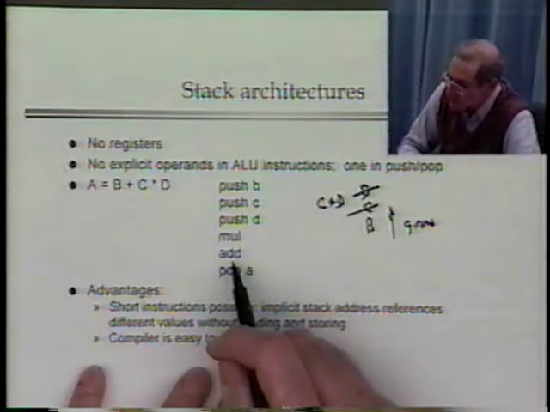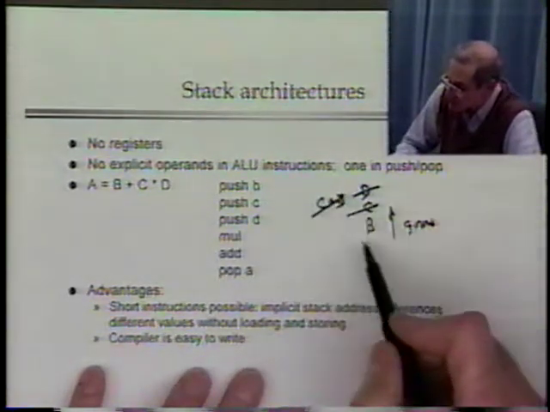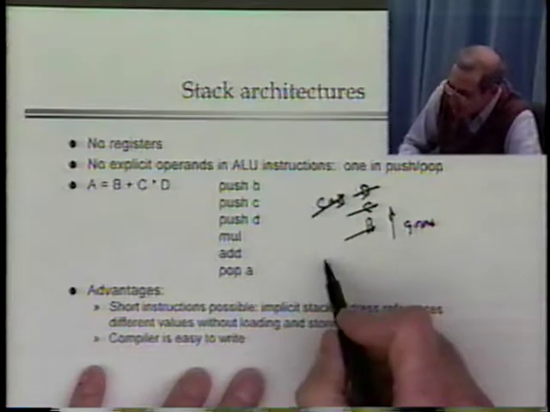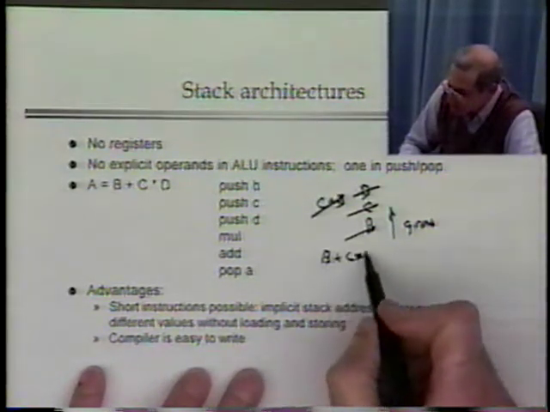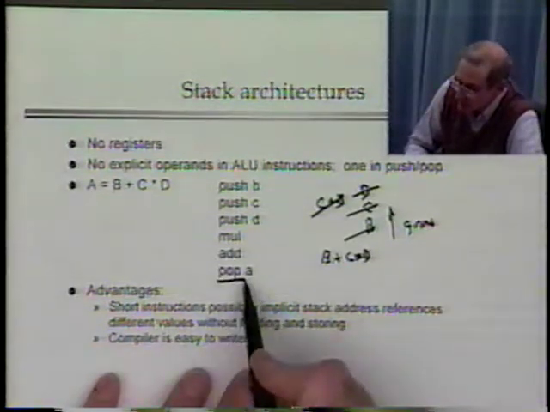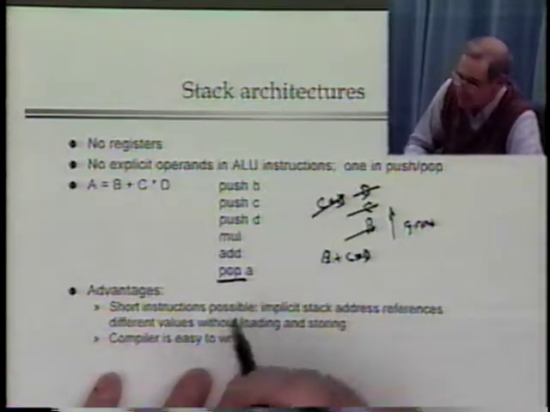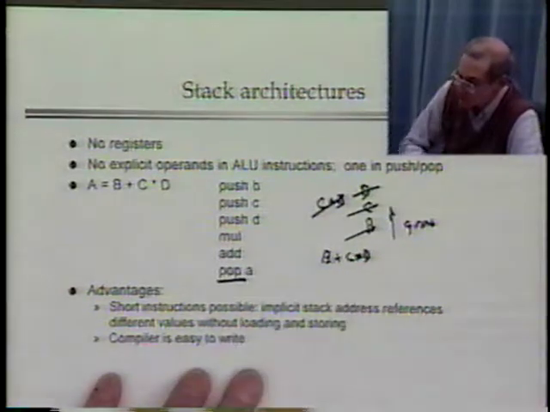It takes the current top two elements of the stack, which are c times d and b, and replaces them with a new top element of the stack, which is b plus c times d. And then pop A takes whatever is on the top of the stack and stores it into memory. This is the equivalent of a store operation plus removing things from the stack.